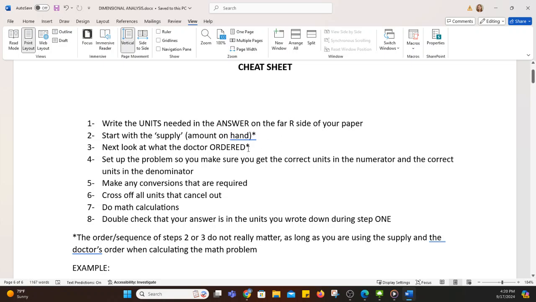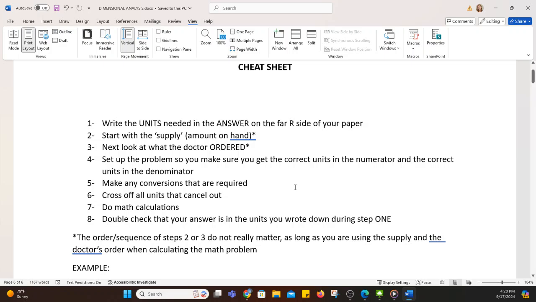And then for these next two steps, I don't know how much it really matters what order they are in. In theory, it says we're supposed to start with the supply. That means the amount that you have on hand. Words that are cues to that are things like you may have a 500 milligram vial with 2 mils of liquid in it on the unit, or you have 50 milligram tablets on the unit, something that's telling you what you have on hand. Next is looking at what the doctor actually ordered. That would obviously be important.